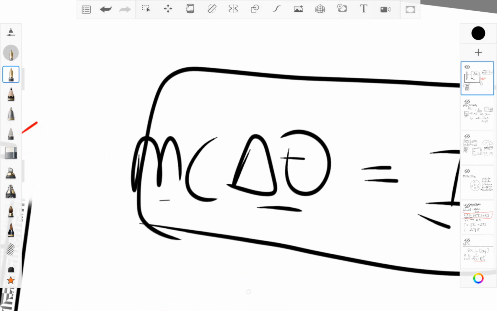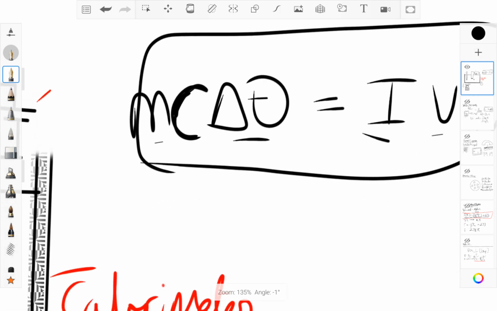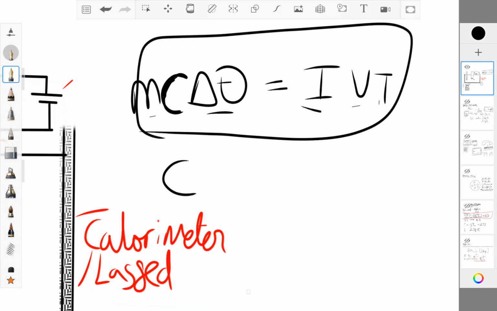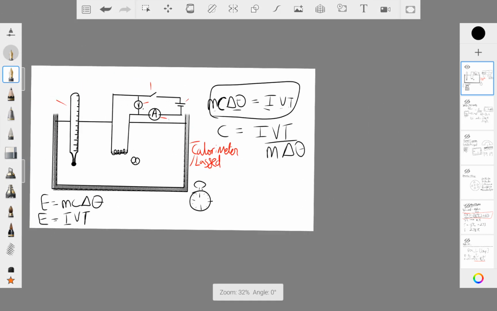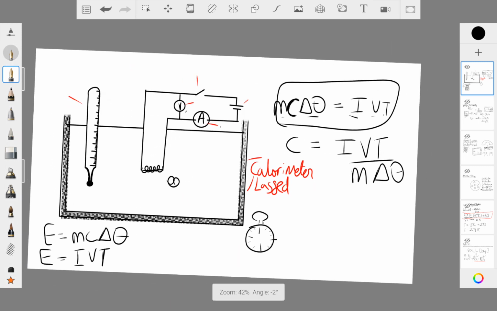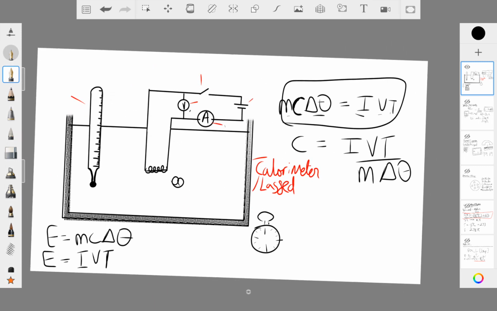This leaves you with C, or your specific heat capacity, which is unknown. So you can just make C the subject, and using this formula, IVT over m change in theta, you can easily calculate the specific heat capacity for a liquid. And you can apply the same logic if you want to calculate the specific heat capacity of a solid. It's just that you wouldn't use a calorimeter.